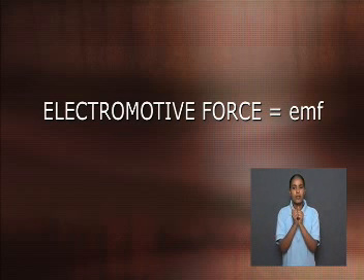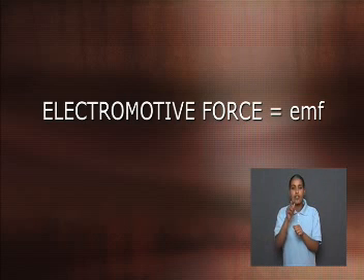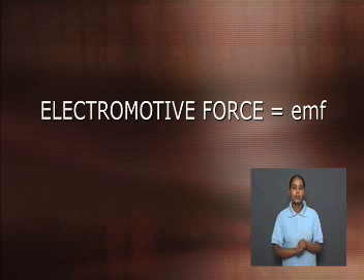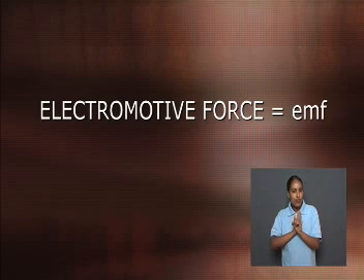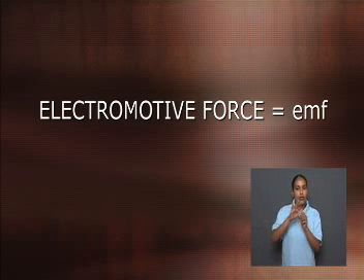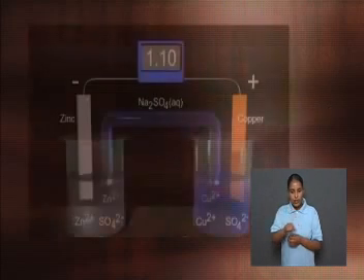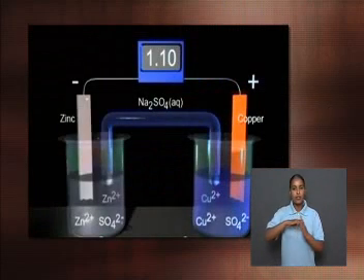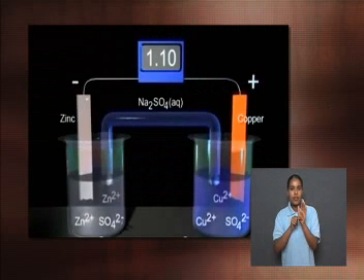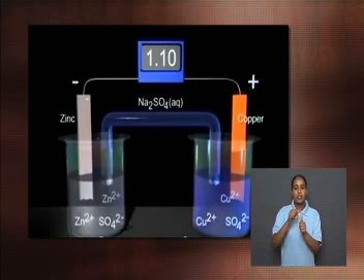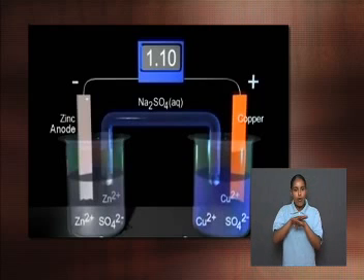Within a galvanic or voltaic cell, the EMF comes from the redox reaction. It pushes the electrons from the anode to the cathode through the external circuit. Electrons that are on the negative electrode repel each other. They have more potential energy than electrons on the positive electrode.